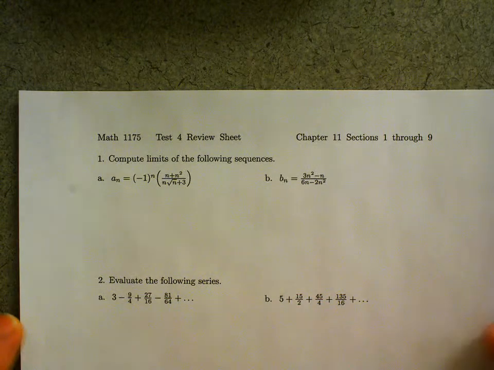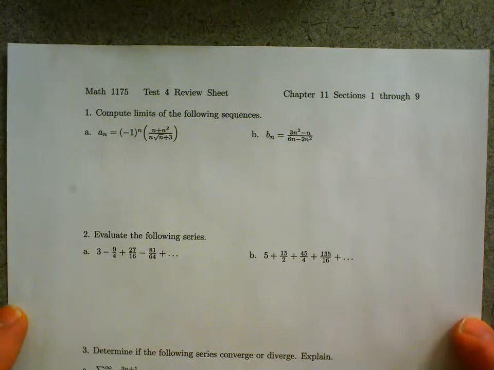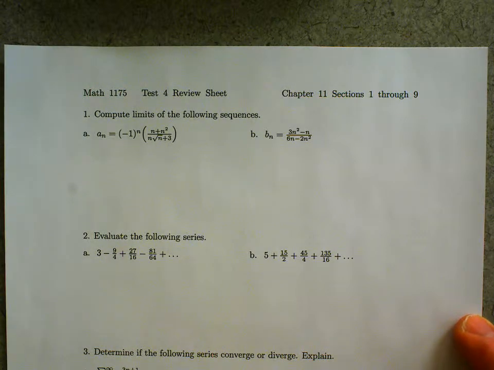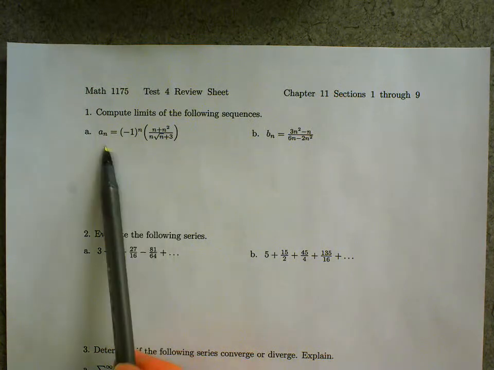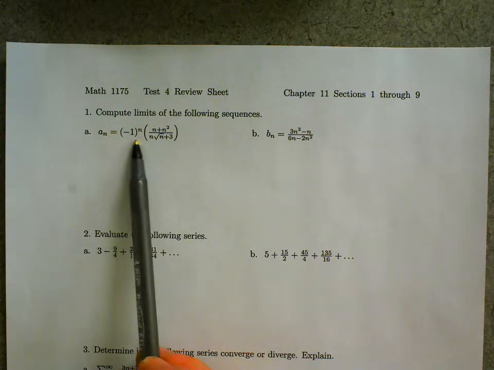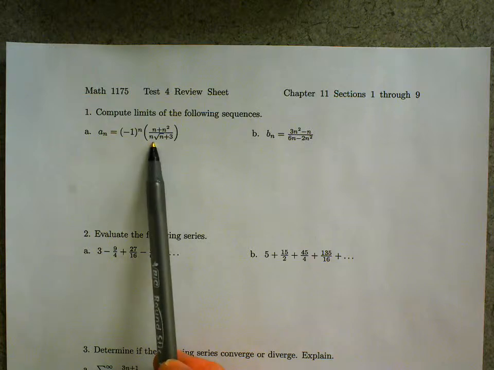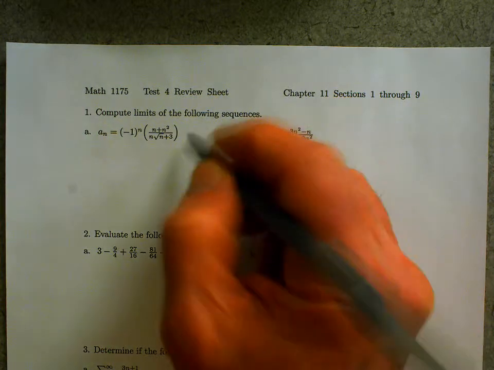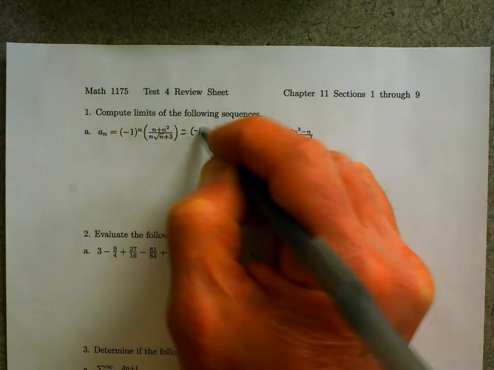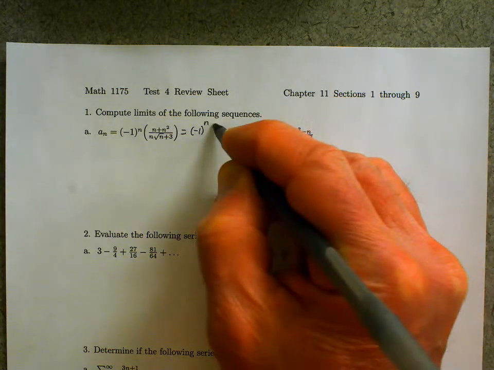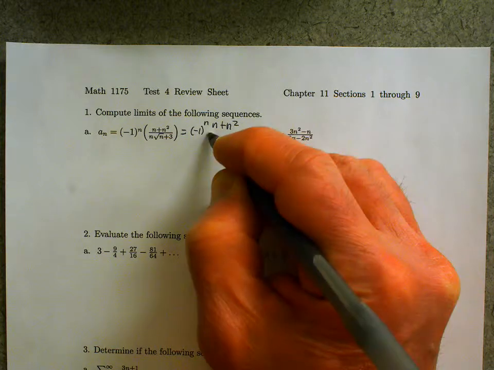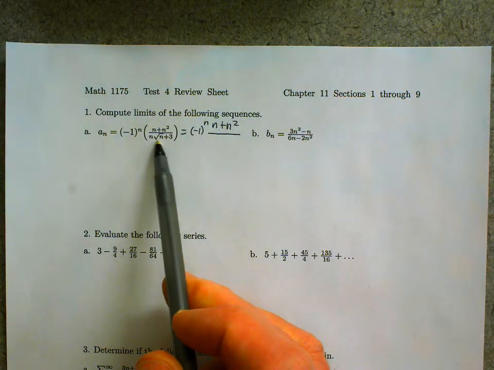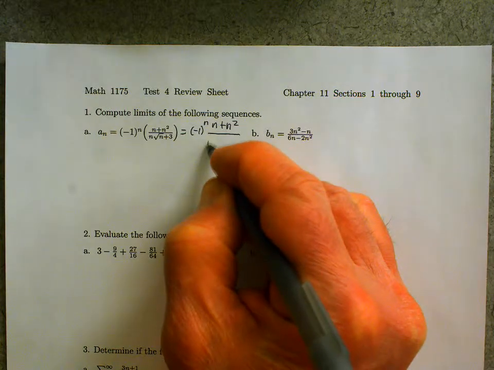Okay, on the first page of the test review sheet, on number 1, we have a couple of limits. So compute the limit of this sequence. It's an alternating sequence, -1 to the n, times n plus n squared over n times the square root of n plus 3. So if we rewrite this, I'll leave the numerator the same, n plus n to the second. But in the denominator, n times the square root of n is n to the 3/2.